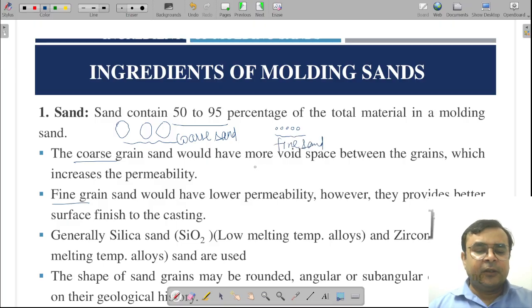This is called fine sand. So there is coarse sand and fine sand, but we use neither coarse sand nor very fine sand. We use something in between. Is it right? Why?